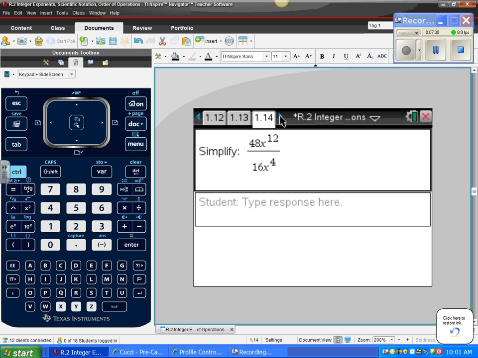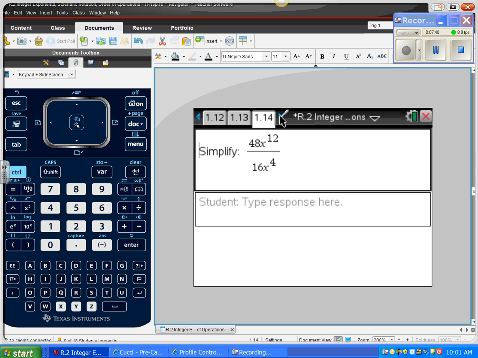48x to the 12th divided by 16x to the 4th. Okay, so we're dividing. Nothing new here. When you divide common bases, we subtract their exponents. We're also going to divide the coefficients, though. 48 divided by 16, we know that goes in 3 times. X to the 12th divided by x to the 4th, well, we're going to subtract those. Okay? So we get 3x to the 8th. Okay, I hope everybody's doing okay.